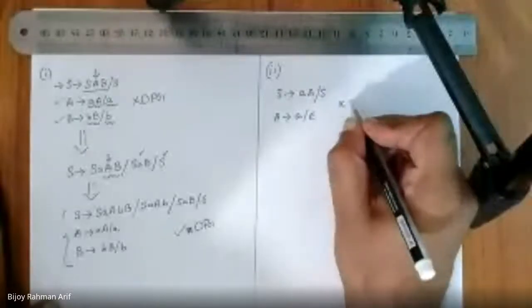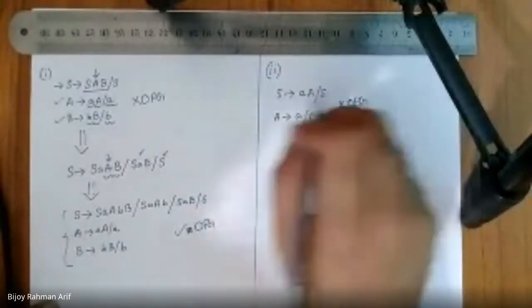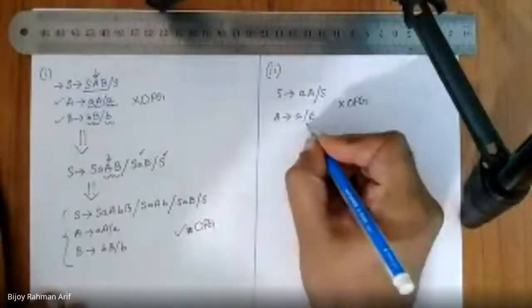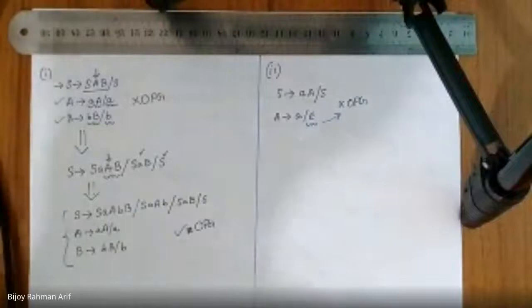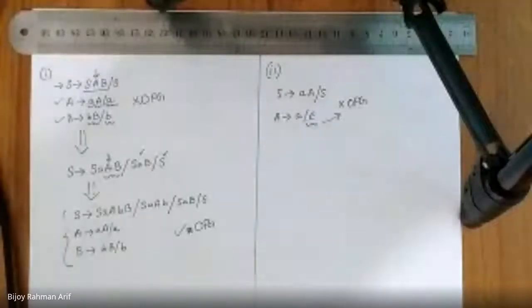No, sir, there is epsilon. It is not OPG because we have epsilon. Can we convert this grammar to OPG? There is epsilon there, so it is not OPG. But can we convert this grammar to OPG? I believe we can try. So how? What would be my strategy?